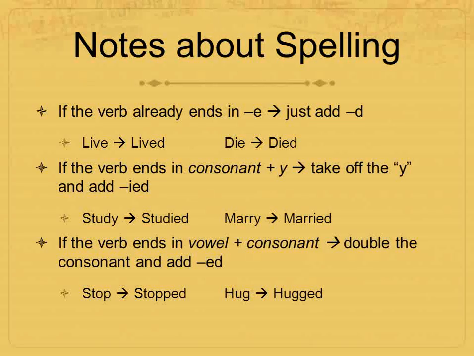If the verb ends in a vowel plus a consonant, we have to double the consonant and then add ed. So stop, the word stop, it ends in O and P, so vowel consonant. So what we will do is double the P and add ed. Stop becomes stopped. Hug, again we have vowel consonant, UG at the end, so we will make two G's and then add ed at the end.